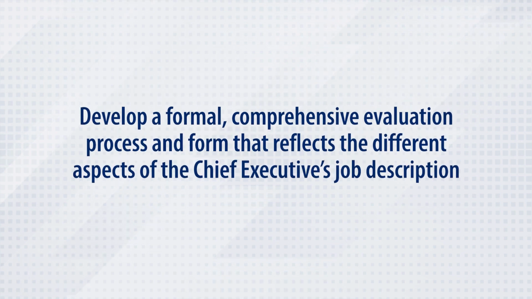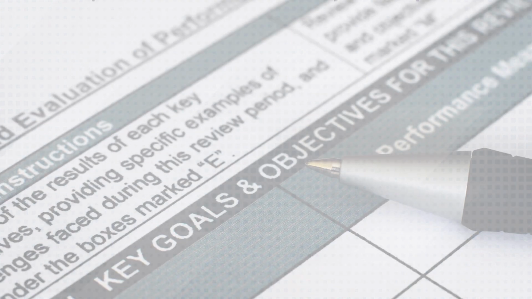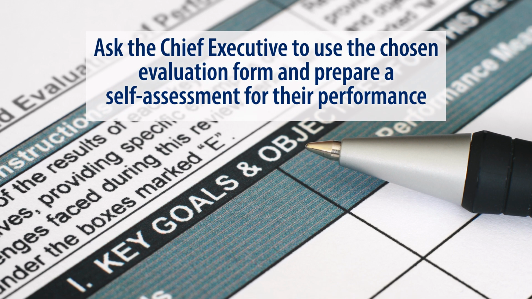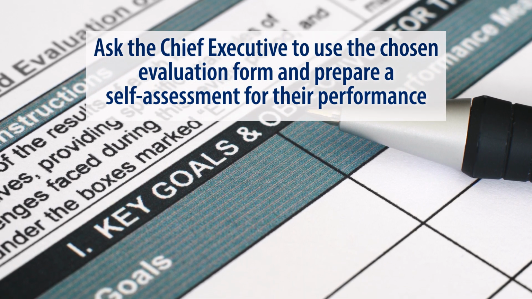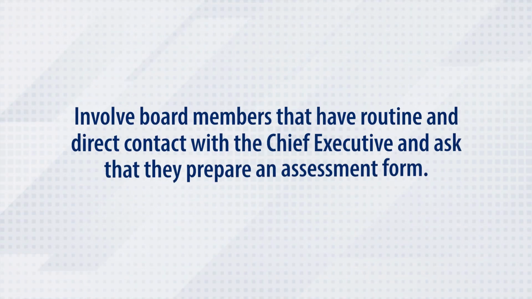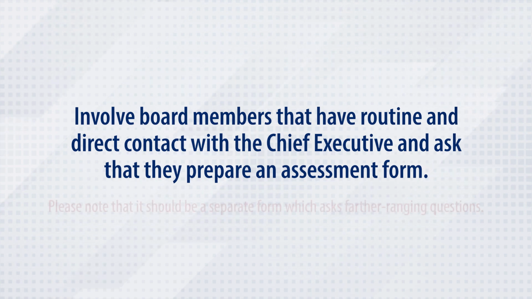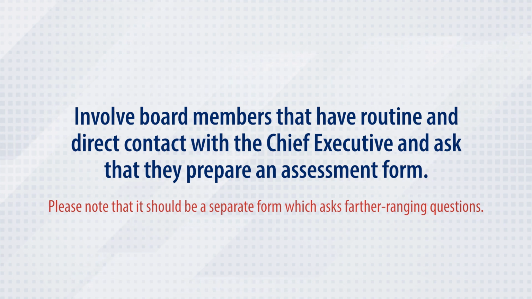Develop a formal, comprehensive evaluation process and form that reflects the different aspects of the chief executive's job description. Ask the chief executive to use the chosen evaluation form and prepare a self-assessment for his or her performance. Involve board members that have routine and direct contact with the chief executive and ask that they prepare an assessment form. Please note that it should be a separate form which asks farther-ranging questions. This will help gather more complete, comprehensive performance information.